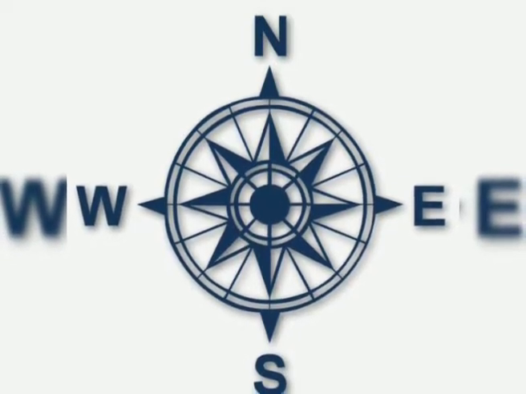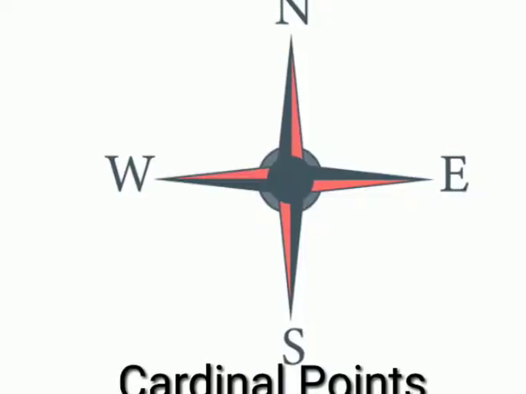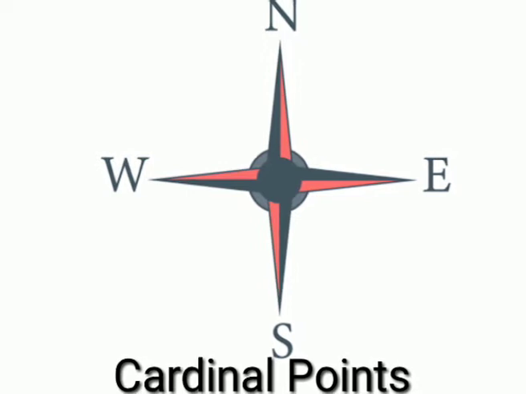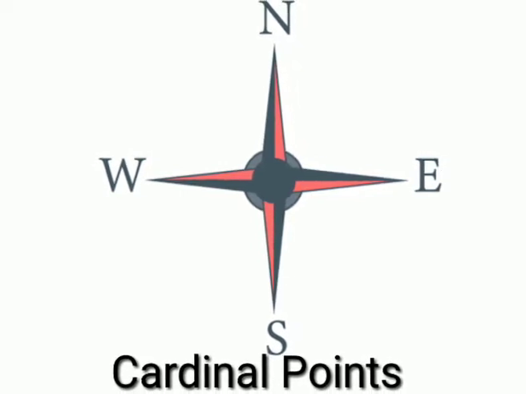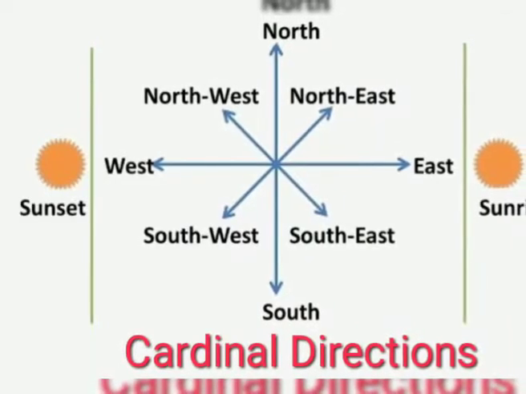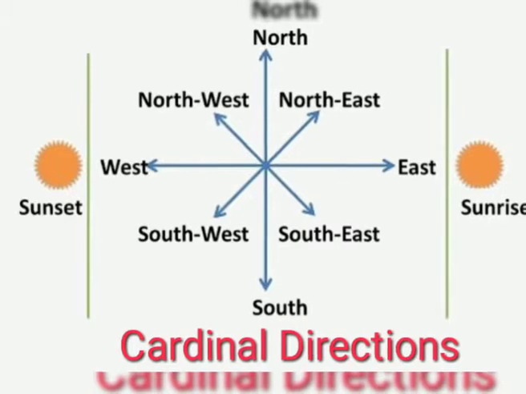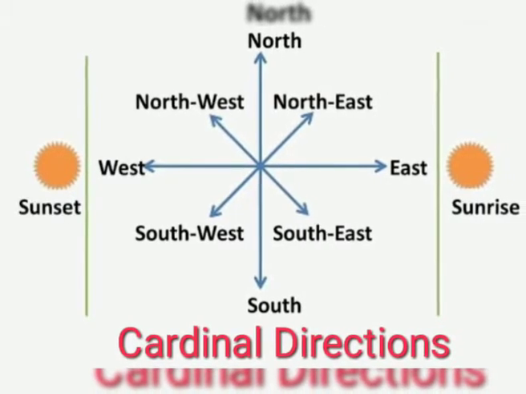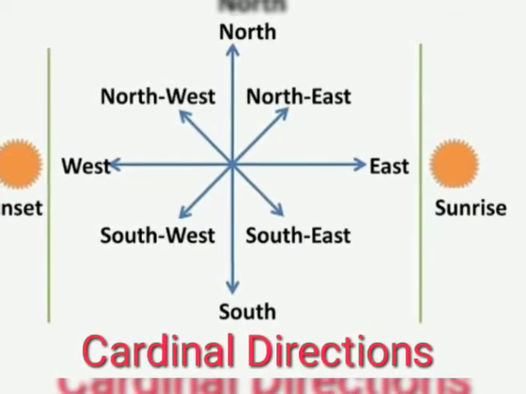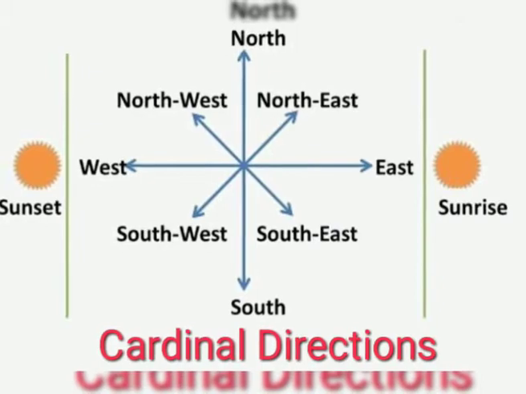So we know there are mainly four major directions: north, south, east and west. These directions are known as cardinal points. Other than these cardinal points, there are more directions which are known as intermediate directions. These directions help us to locate where a particular place is located and in which direction. For that, we use northeast, southeast, southwest and northwest.